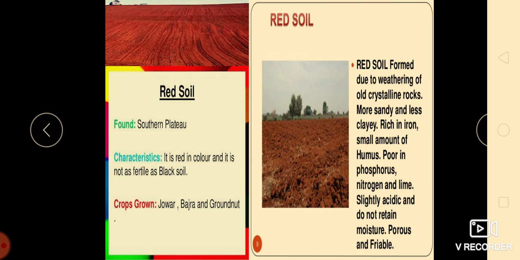We were studying about the Indian soils. In the last class we studied about the meaning and importance, and we also came to know the different types of soil. In detail we studied about the alluvial soil and the black soil. Now let us move on to the next soil, that is the red soil.